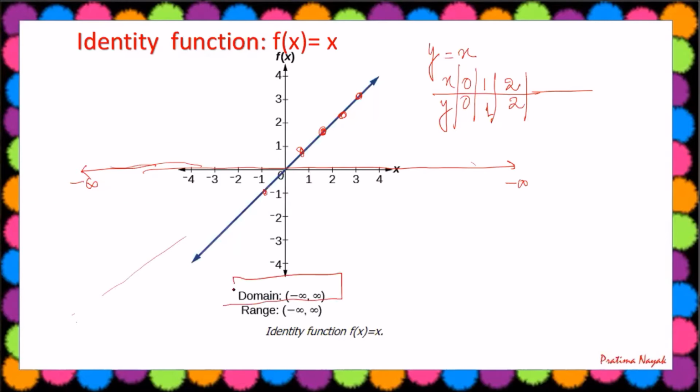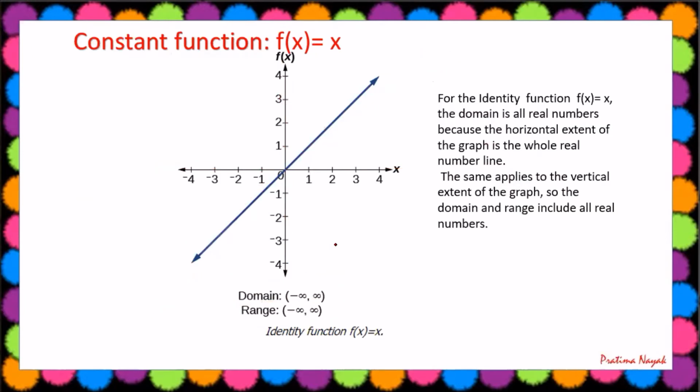I'll denote by parenthesis because infinity cannot be included. So always infinity is in the parenthesis. Now coming to range. In the range also you see the y-axis. For range you will see the y-axis, the value of y. Here also you will see this graph is extending from negative infinity y to positive infinity y. So range is also negative infinity to positive infinity.